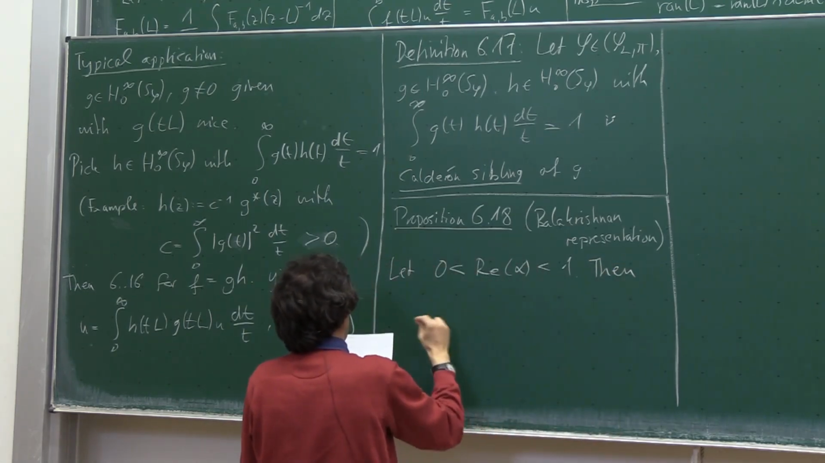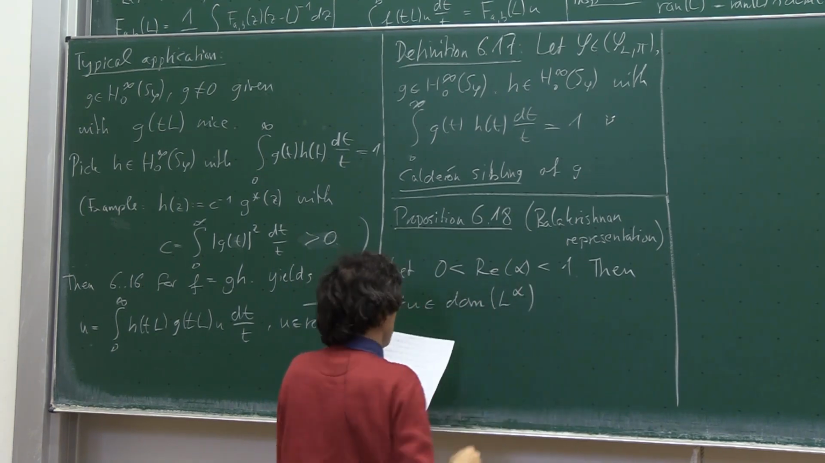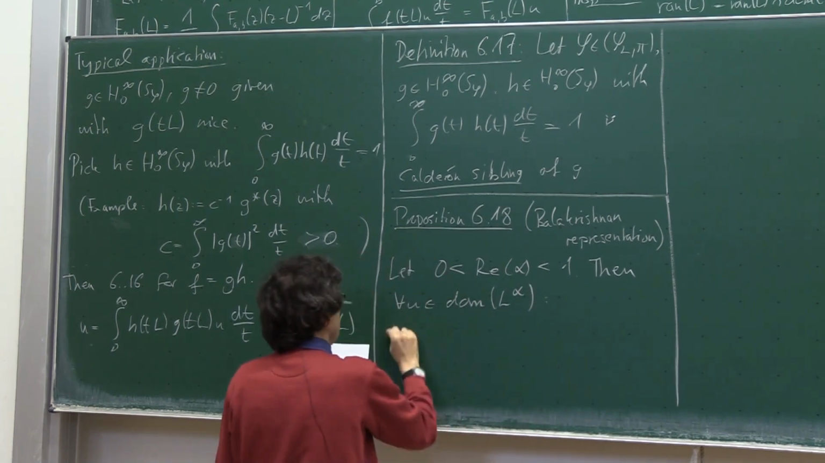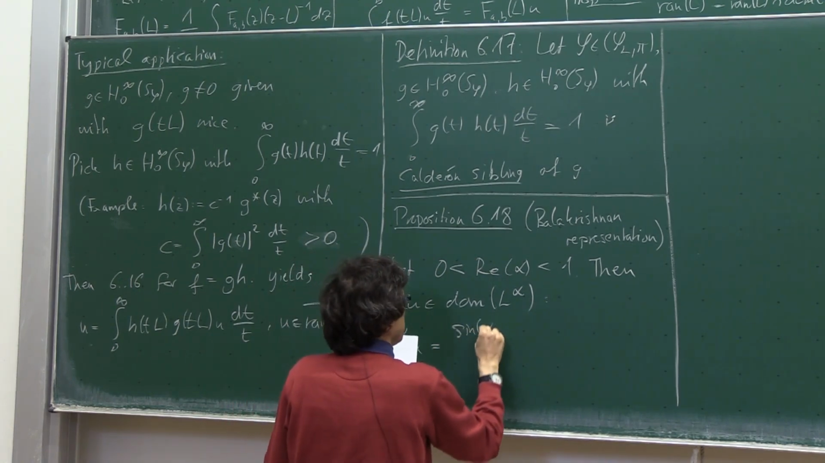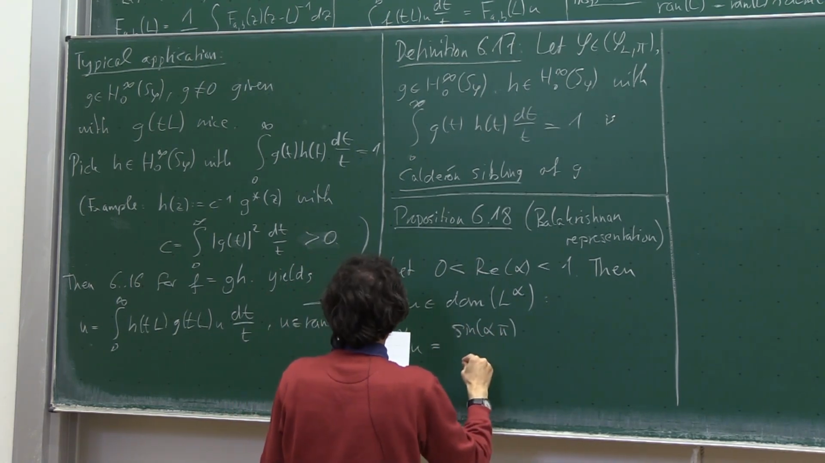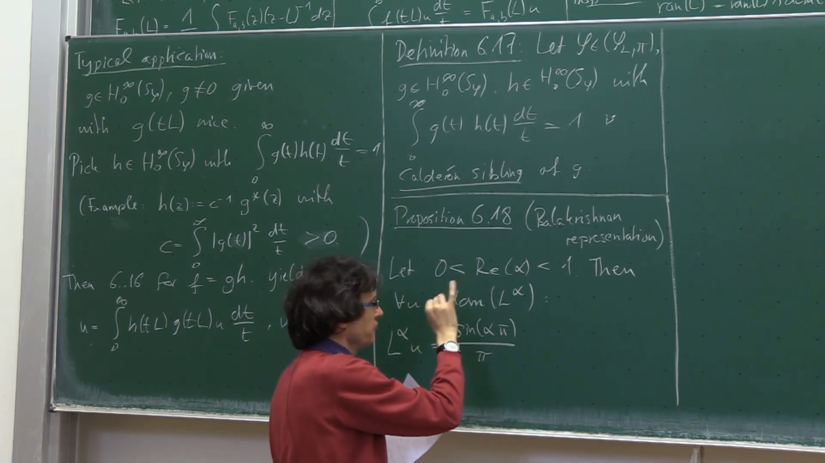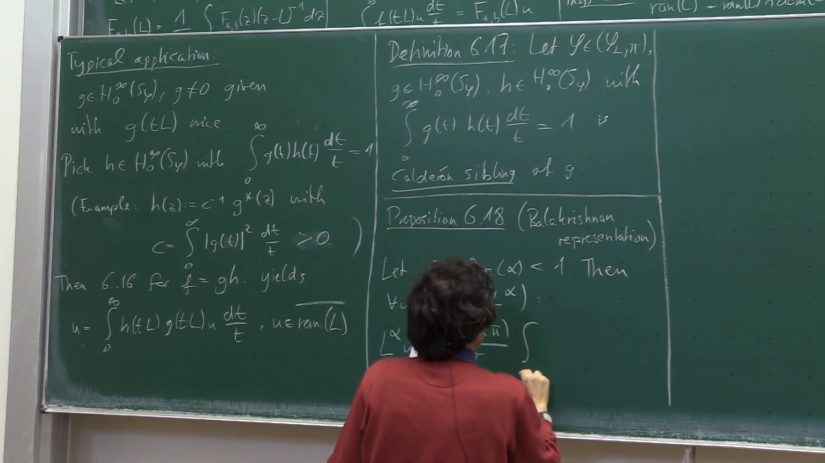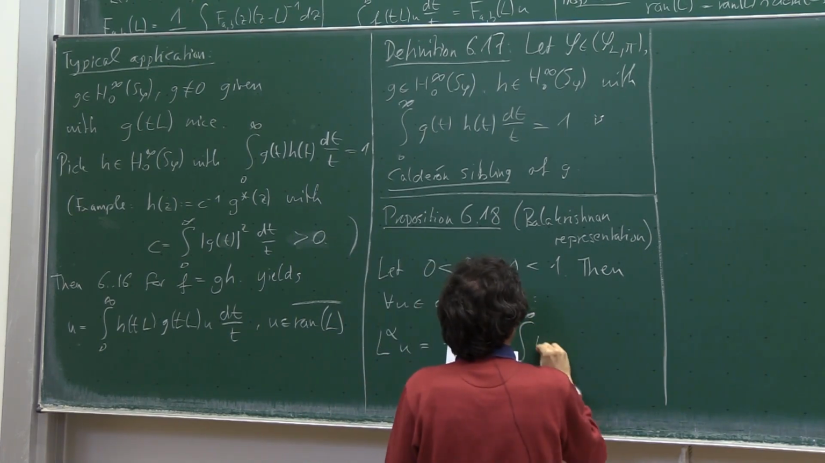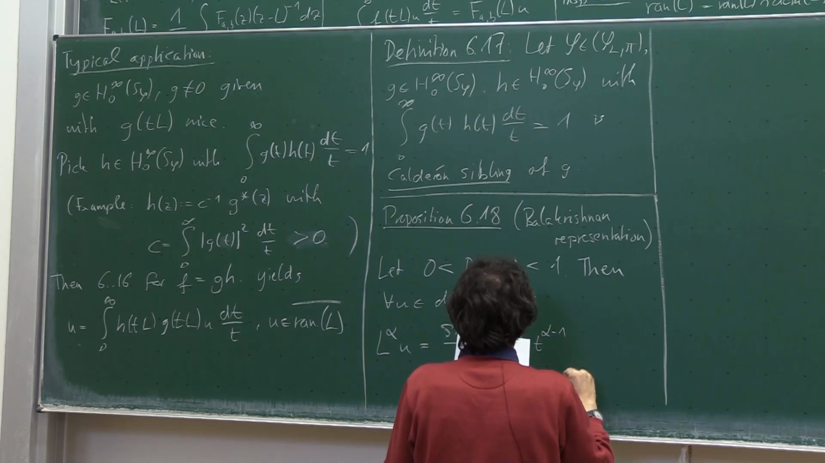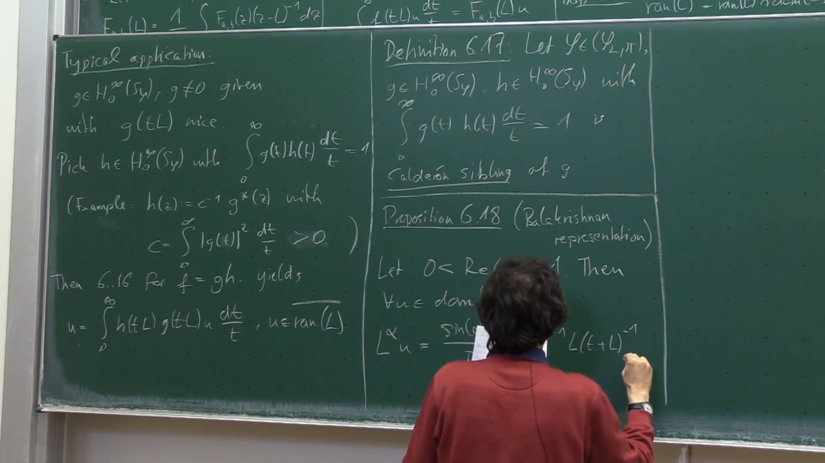I claim that for every u in the domain of L to the alpha, you can calculate L to the alpha u by taking sine of alpha pi divided by pi. This is just a normalizing constant, so do not worry too much about it. The interesting part is the following integral: from 0 to infinity, t to the alpha minus 1, times (t plus L) to the minus 1, applied to u, dt.